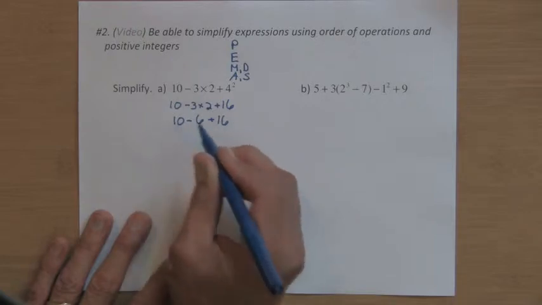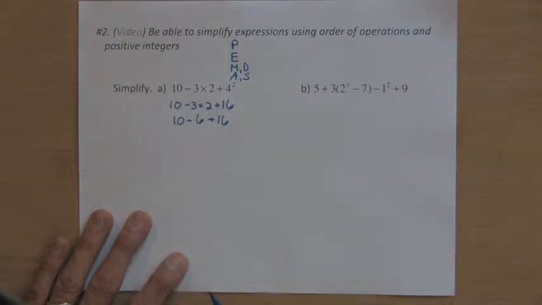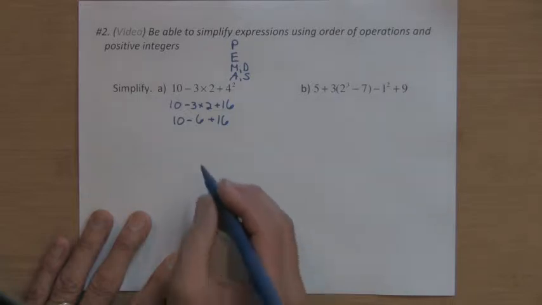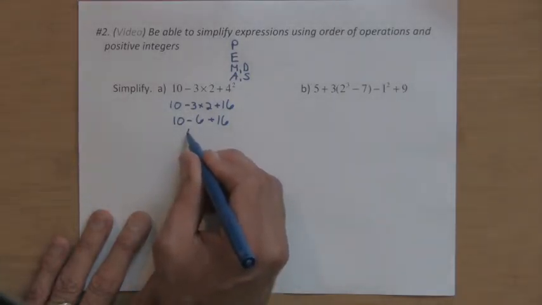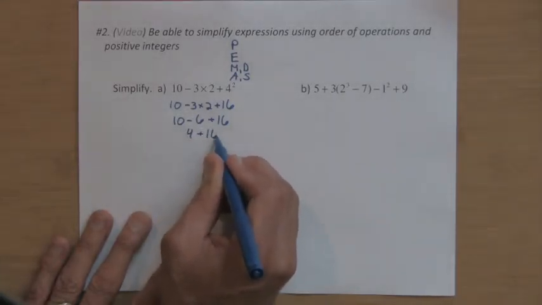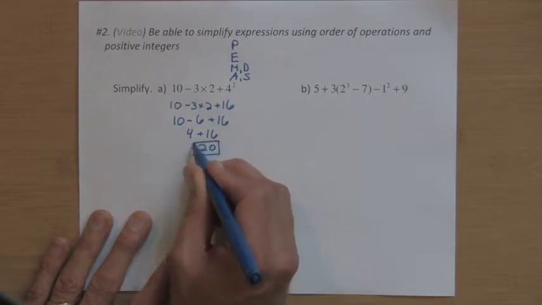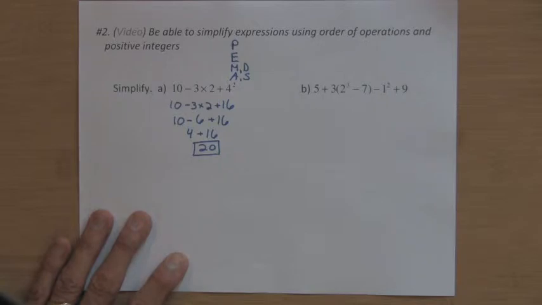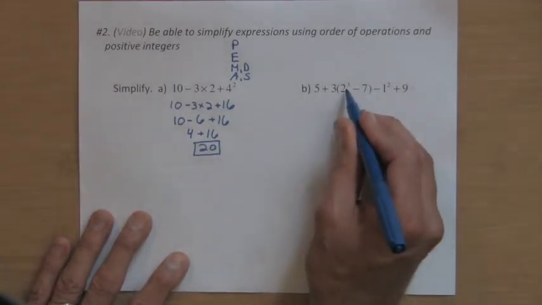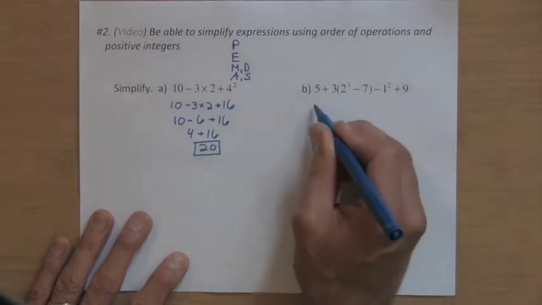Now my only options here are multiplying or adding, subtracting, so I must do those in order from left to right. So 10 minus 6 happens first, and that's going to be 4. And then 4 plus 16 gives me 20, and there's my simplified version. For the second one, we have parentheses first. In parentheses, we have exponent and subtracting, so the exponent would happen first.